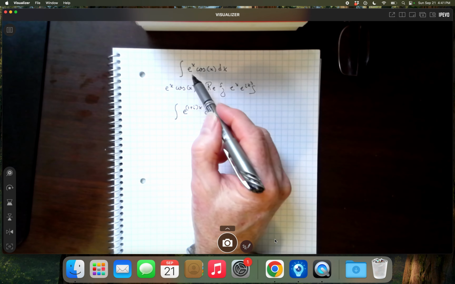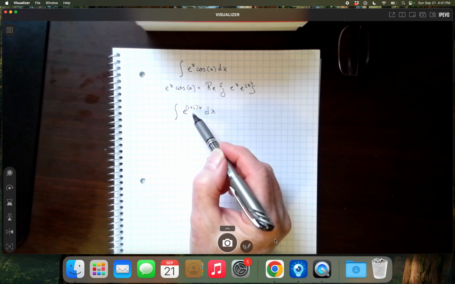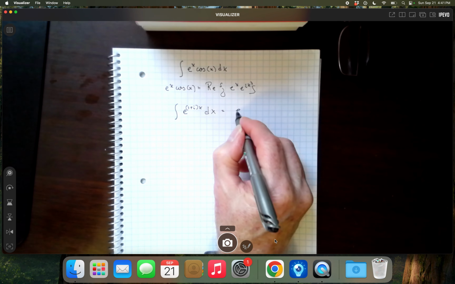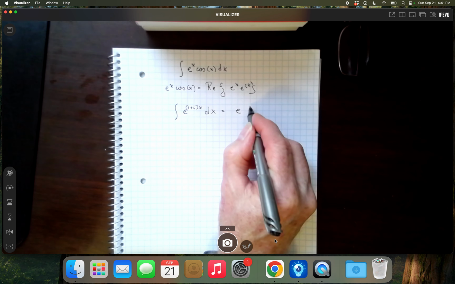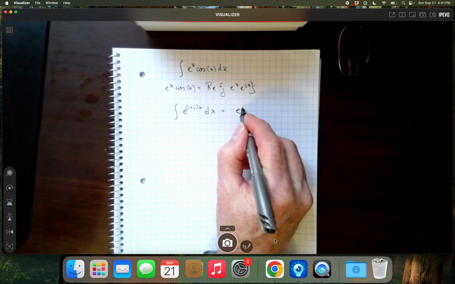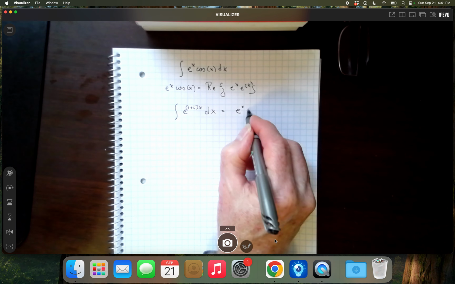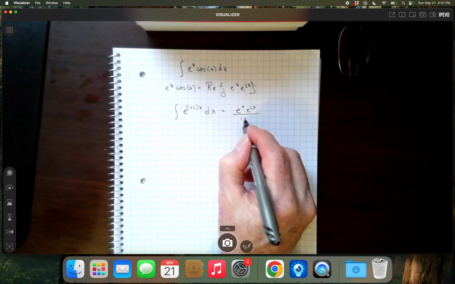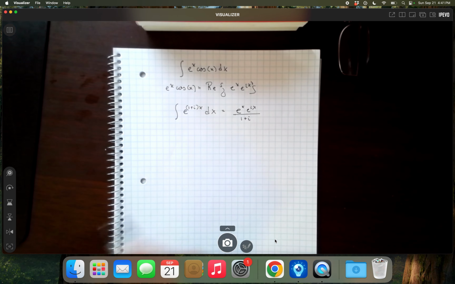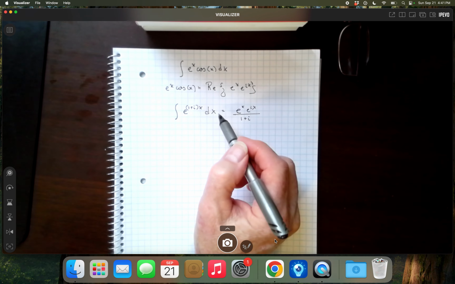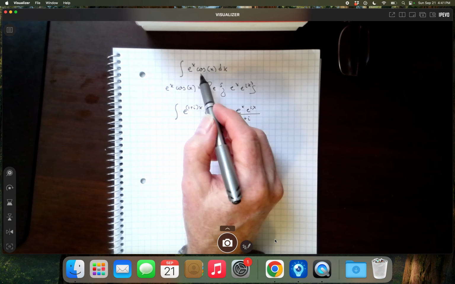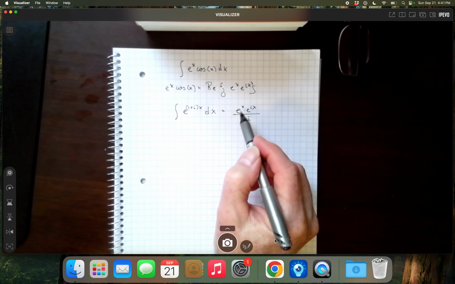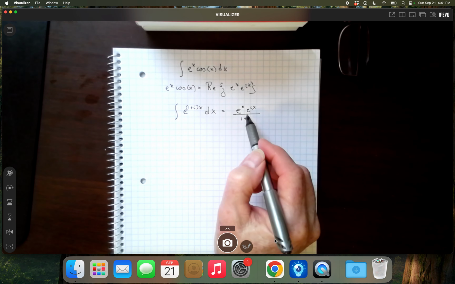So here's the idea. Instead of having to integrate this, we integrate that, which is easy. It's e to the (1 plus i)x, which I'm going to rewrite like this, e to the x, e to the ix, divided by 1 plus i. So we're done with the integration. Again, this would otherwise require a significant amount of work. We're done. However, we have to take the real part of this.